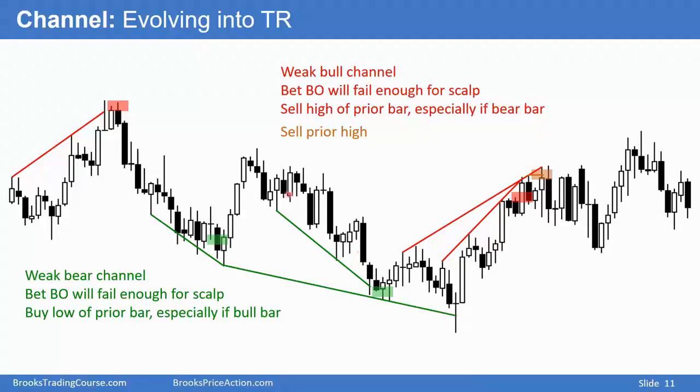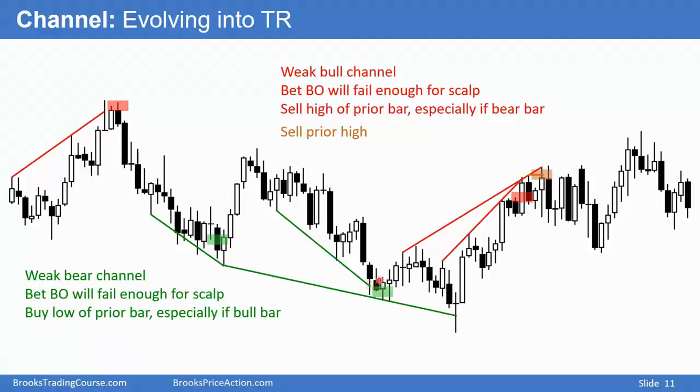We have a bear channel, bad follow through, bear bars, bad follow through, bear bar, bad follow through. It looks like a bear leg in what will become a trading range. Traders will therefore look to buy with limit orders at bear breakout attempts below the bottom of the channel. Bear channel, bulls will place the limit order to buy there.